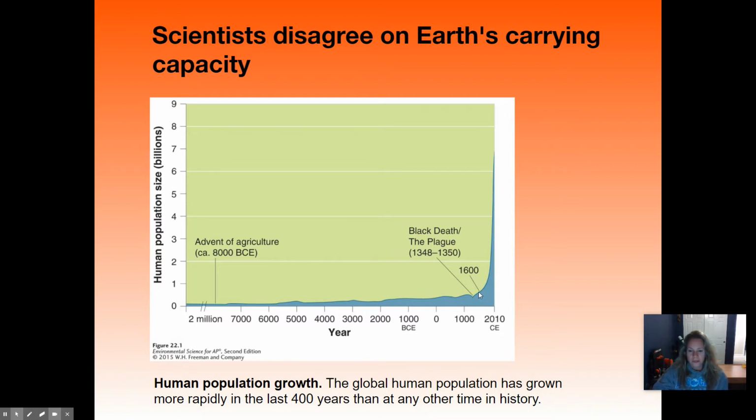But then once we get to basically the Industrial Revolution, modern healthcare, or at least ways to better adapt healthcare, cleaner living conditions, for example, the population has just exponentially grown. So quite dramatically has it increased since the 1600s. So humans have grown dramatically fast in the last 400 years.